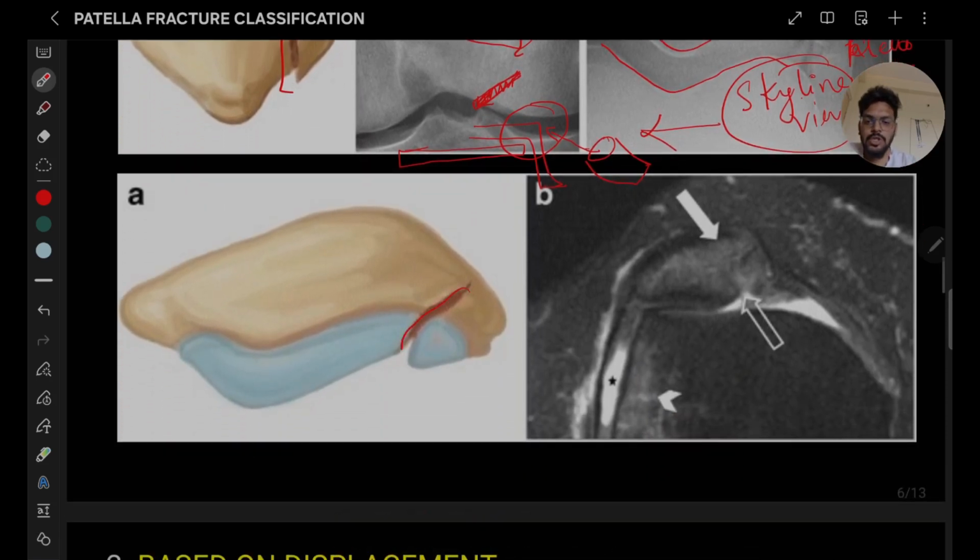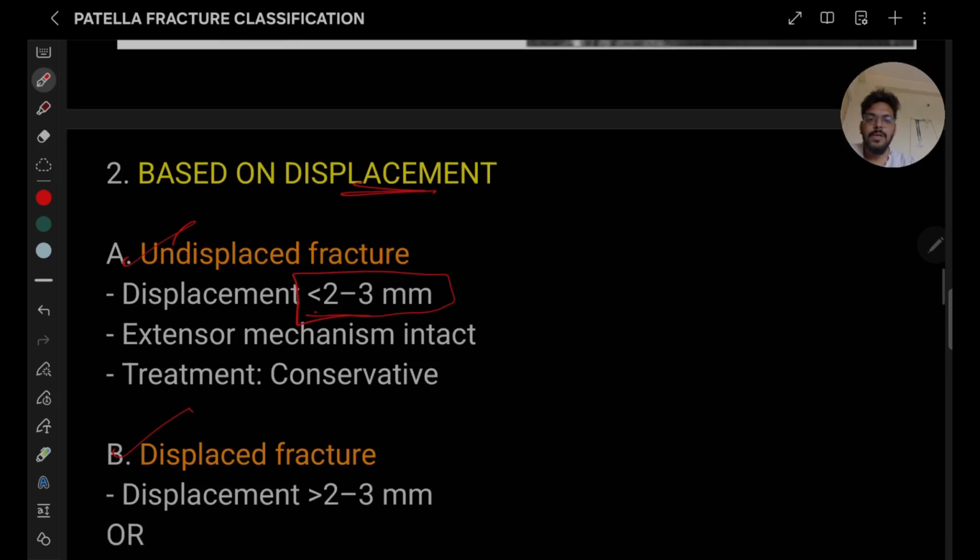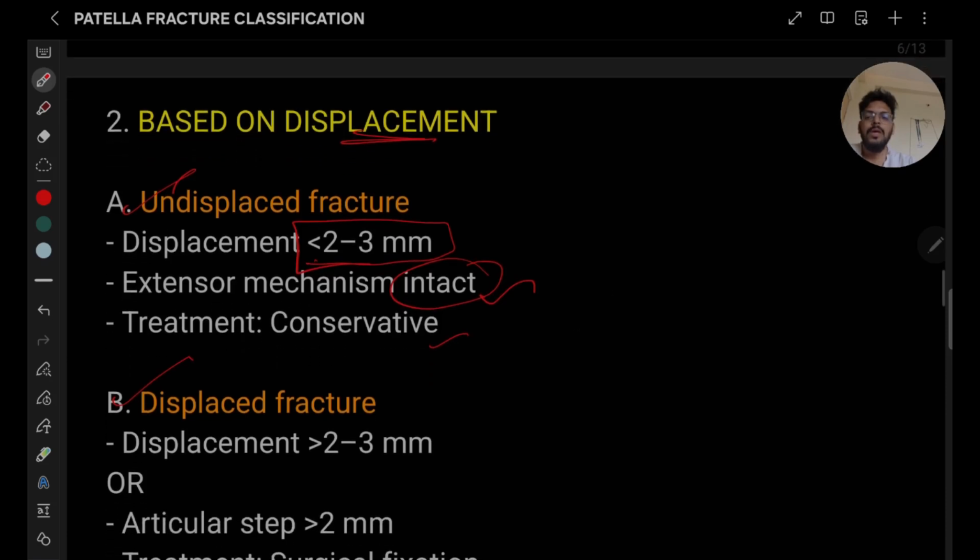And this is the osteochondral fracture along with cartilage and the subchondral bone in the MRI. So based on the displacement, you can divide it as undisplaced or displaced fracture. Undisplaced is when the displacement is less than 2 to 3 mm and the extensor mechanism is intact. Then you can plan conservative treatment, but usually undisplaced fractures also need treatment.